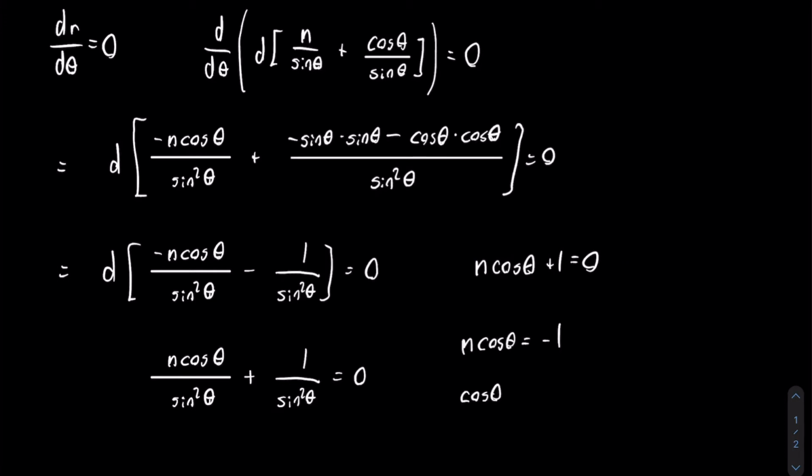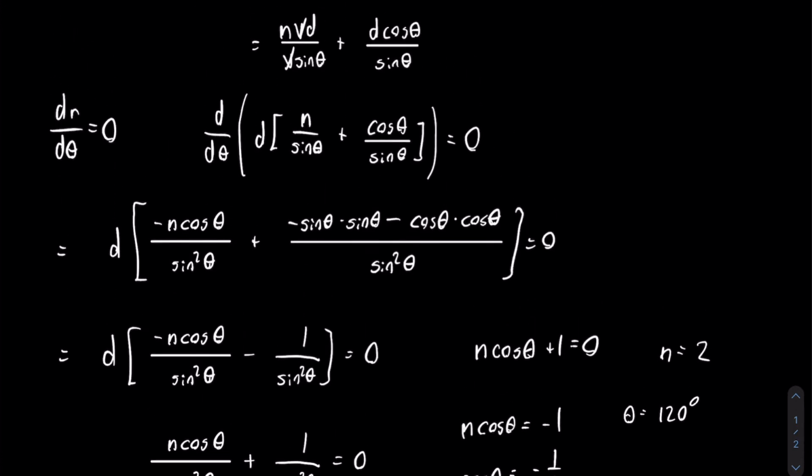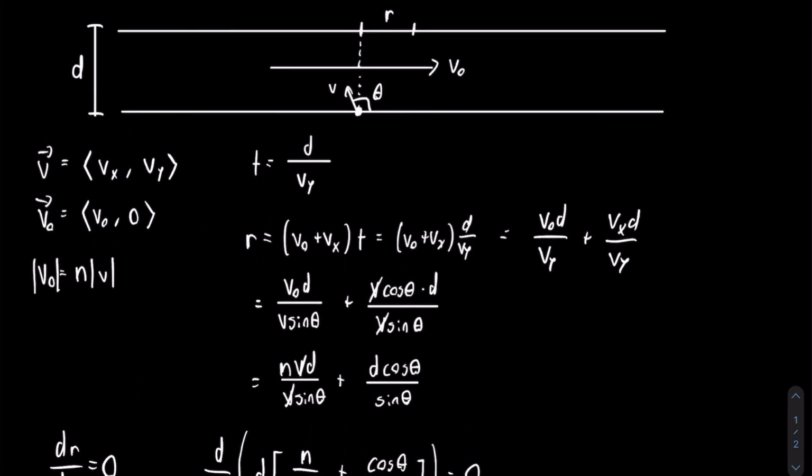n cosine of theta is equal to -1, cosine of theta is equal to -1 over n. The reason I kept it as n this entire time is because they could have chosen anything for this problem. They chose 2 in this case, but just to make the problem more general, I kept it as n. So in the domain of theta from 0 to 180, cosine of 120 degrees is equal to -1/2. So scrolling back up, this angle theta is equal to 120 degrees.